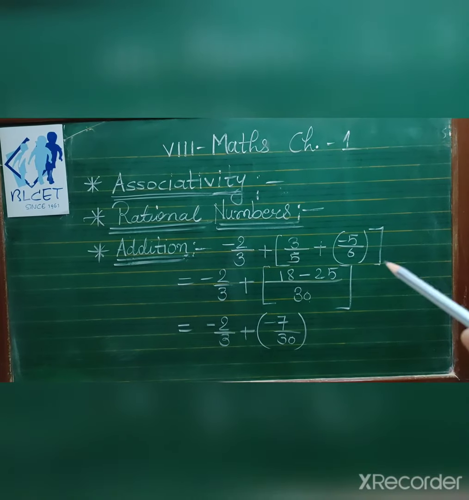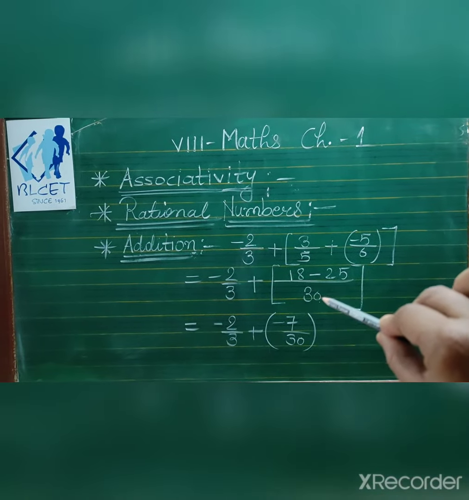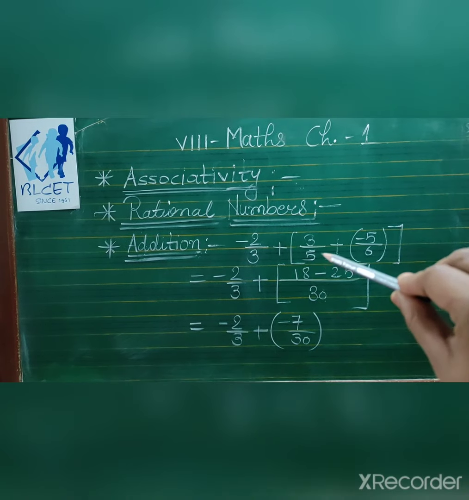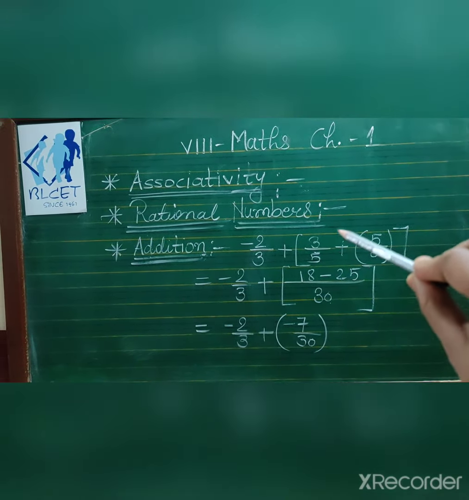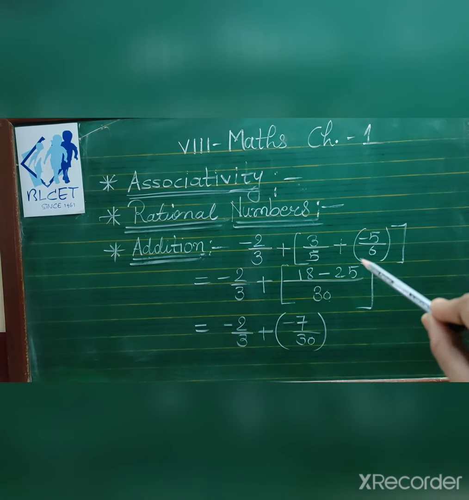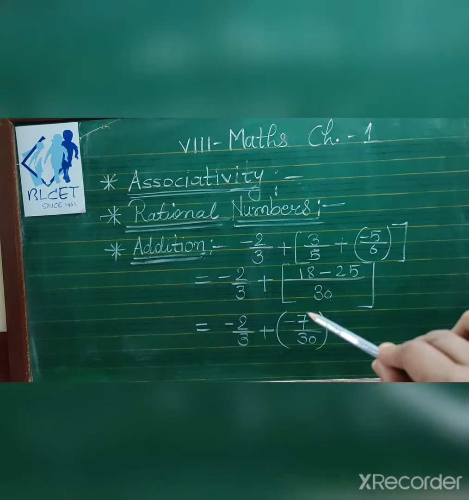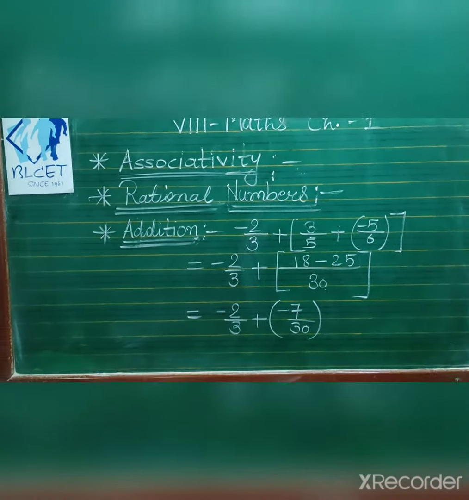The LCM of 5 and 6 is 30. Now divide this 30 by 5, 6 times. Multiply 6 into 3, 6 3s are 18, plus minus, 6 5s are 30, 5 5s are 25. So 18 minus 25 is minus 7 upon 30. Minus 2 upon 3 as it is, plus sign as it is.